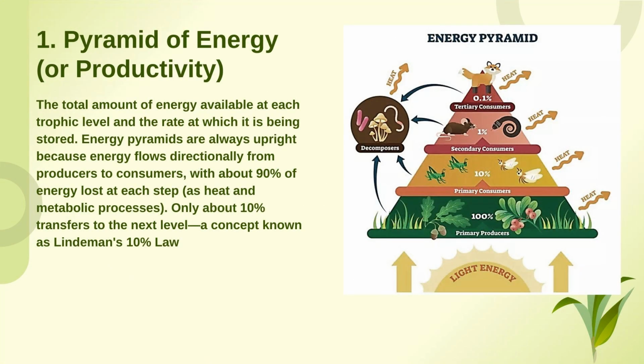First one is pyramid of energy. The total amount of energy available at each trophic level and the rate at which it is being stored. Energy pyramids are always upright. They are not inverted because energy doesn't flow in both directions. Energy is unidirectional. So it is from the producers to the consumers, with about 90% of the energy lost at each step and only 10% transferred to the next level according to Lindeman's 10% law.